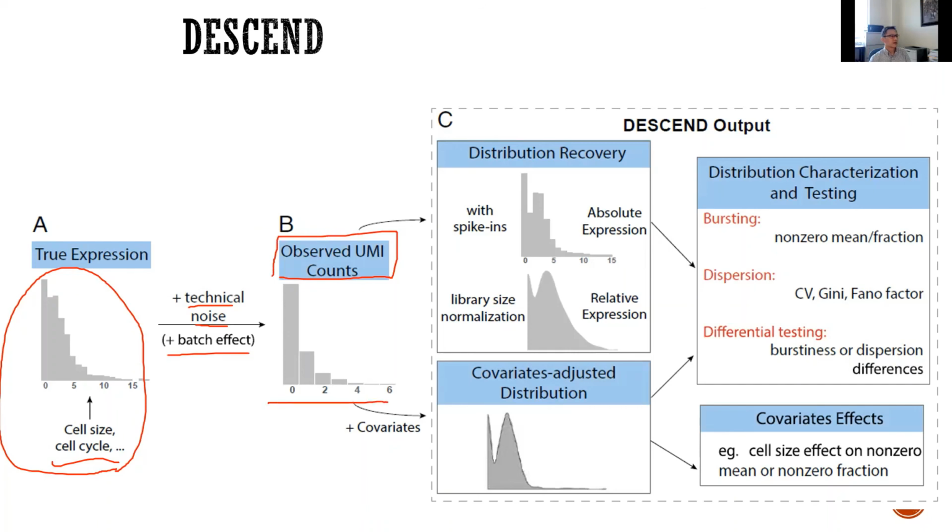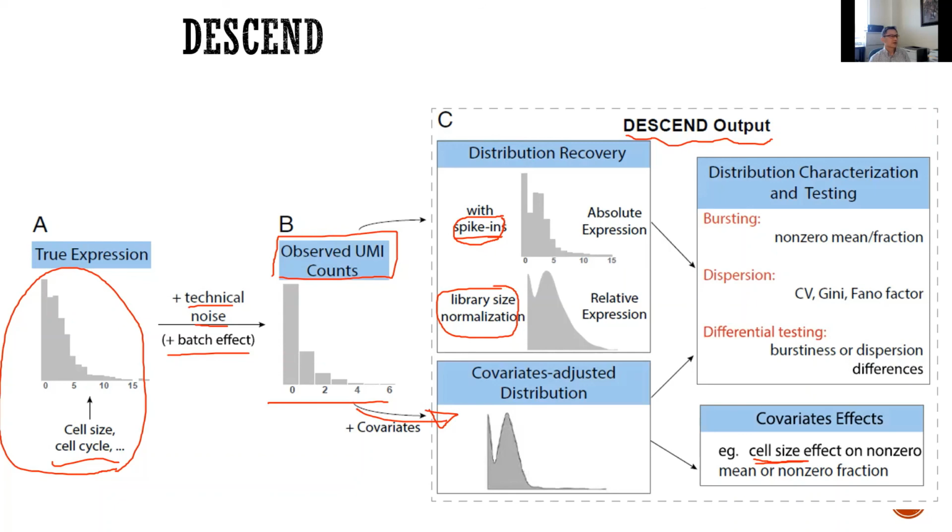And then this software tool, this algorithm, tries to recover it. If you have some spike-in, you add in some standard expression molecules to follow the distribution change. Then they also try to rebuild, doing library size normalization. Then you rebuild this distribution so as to match the original true expression distribution. And they also take into account the covariance. Those covariance effects can be, for example, the size of the cell.